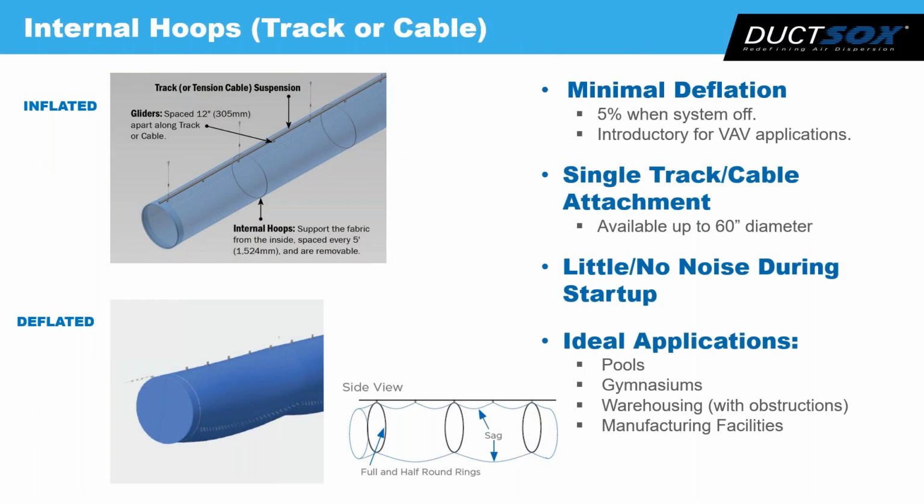This is the one that I would say is most often used. Even when you start to get into some variable volume applications, you can still utilize this. When the system turns completely off, there might be about a 5% sag or deflation, but it's very minimal. With those internal hoops, it can handle that variable volume application with little to no noise. There's not really going to be much popping on this one, if any. So we see this the most often, and I would recommend this one the most often as well. Pools, gyms, warehouses, manufacturing facilities, anything like that would be a great application for these.